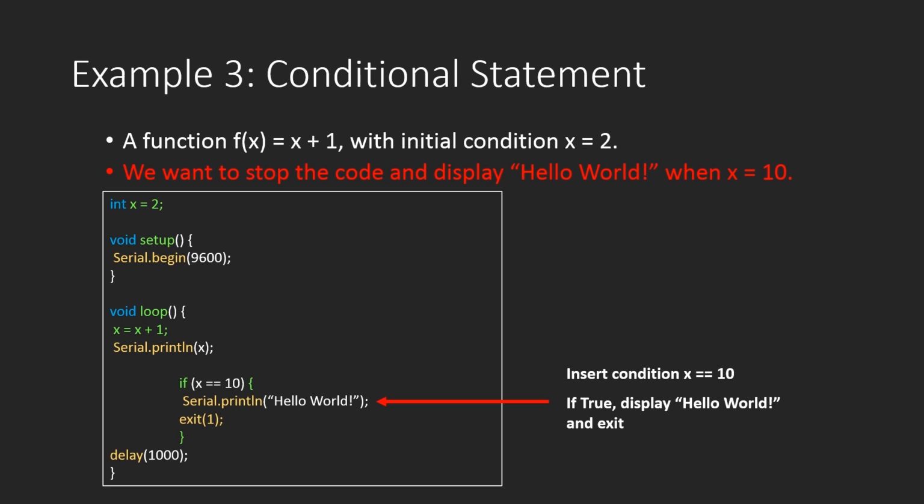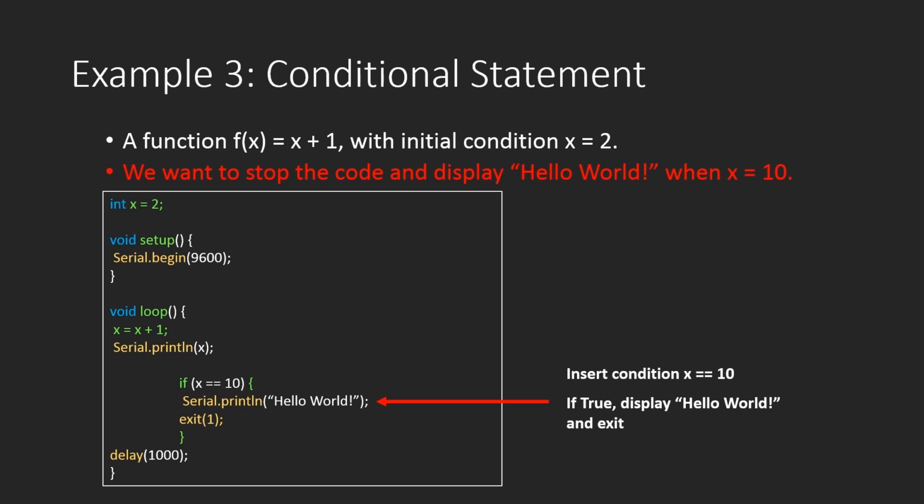So let's revisit the previous example where we had a function f(x) = x + 1 with initial condition x = 2. This function kept adding 1 to the previous value. But let's say we want to stop the function and display the message hello world when x becomes exactly 10. To do that, we need to use a conditional statement. In this case, we'll use an if statement in combination with the logical operator equal to.